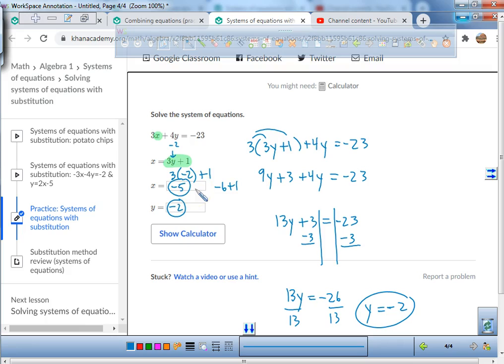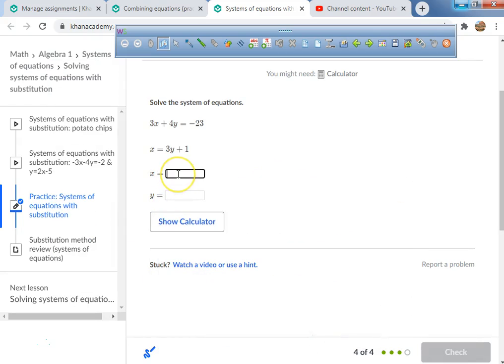So in review, all you got to do is take this, plug it in for x. Once you work it out, you solve for y. Once you get your y value, plug it right back in here. So 3 times negative 2 plus 1 gets me a negative 5, and I'm good to go. Negative 5 and, oh, not equals 5. Negative 5 and negative 2. And that's your answer.